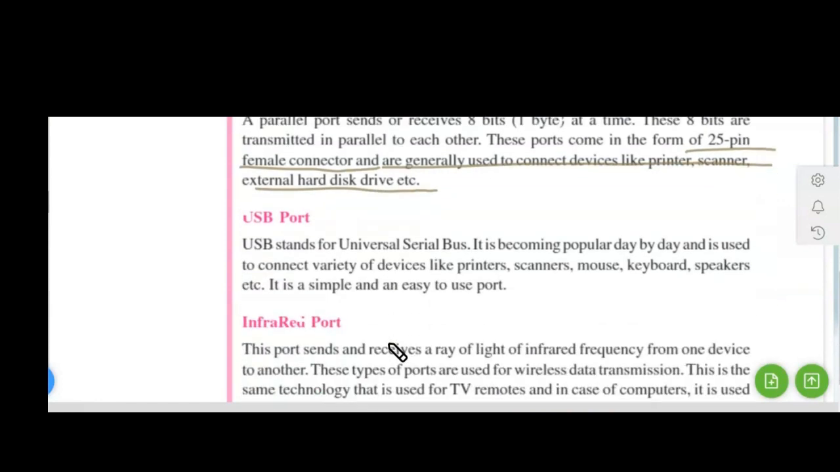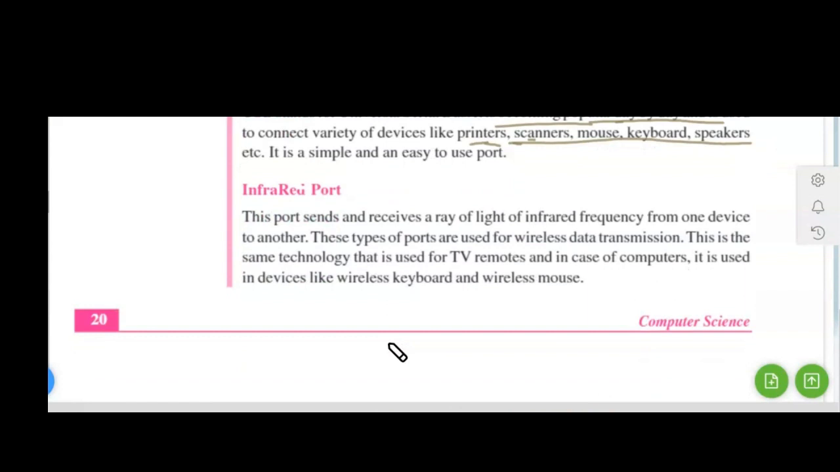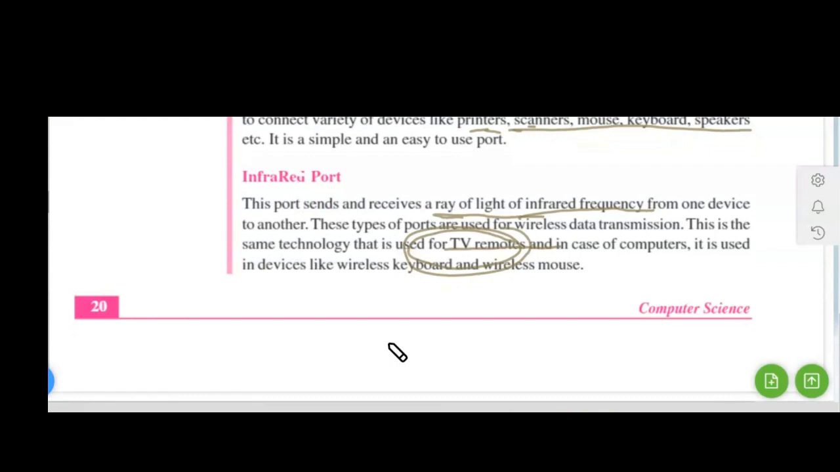Next is USB port, which is very popular. You might have seen on the side of your laptop, you can directly connect the devices to your computer system. Any devices, not only these. You can use a tablet for writing and all those things. Infrared ports use the help of infrared rays, ray of light. TV remotes and all work on this principle. TV remotes, wireless connection.